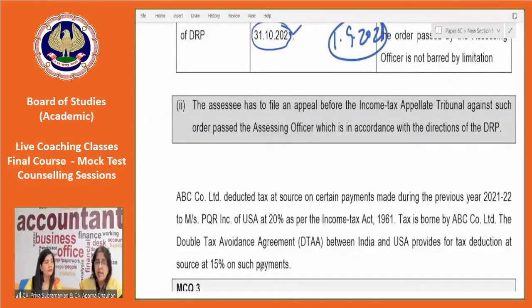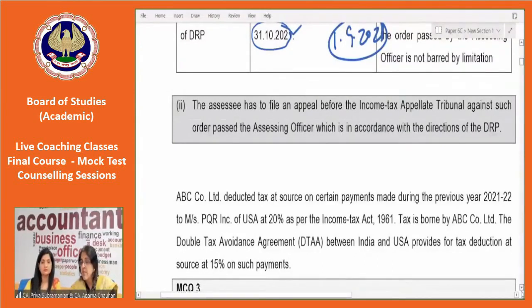It says that ABC Company Limited deducted tax at source on certain payments made during the previous year 21-22 to PQR Inc. of USA at 20% as per the Income Tax Act. Tax is borne by ABC Company. The DTA between India and USA provides for tax deduction at source at the rate of 15% on such payments. So under the DTA, the lower rate is available. So actually tax could have been deducted at the lower rate itself. But tax has been deducted at the higher rate and it's been borne by ABC Company Limited itself.